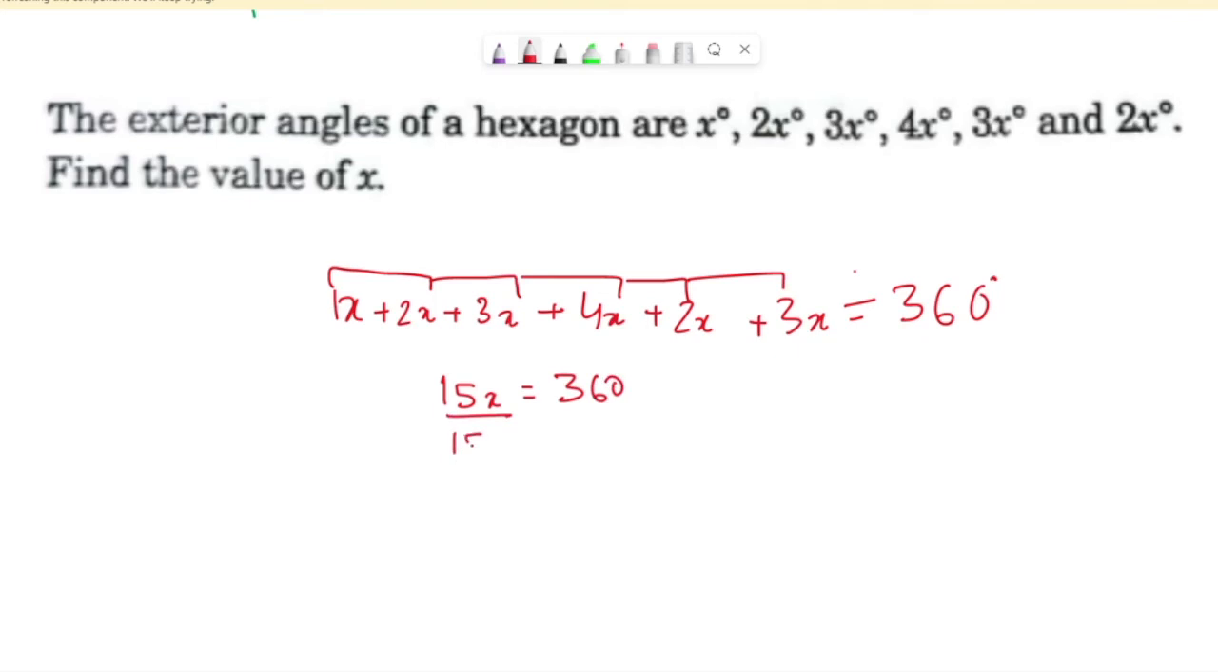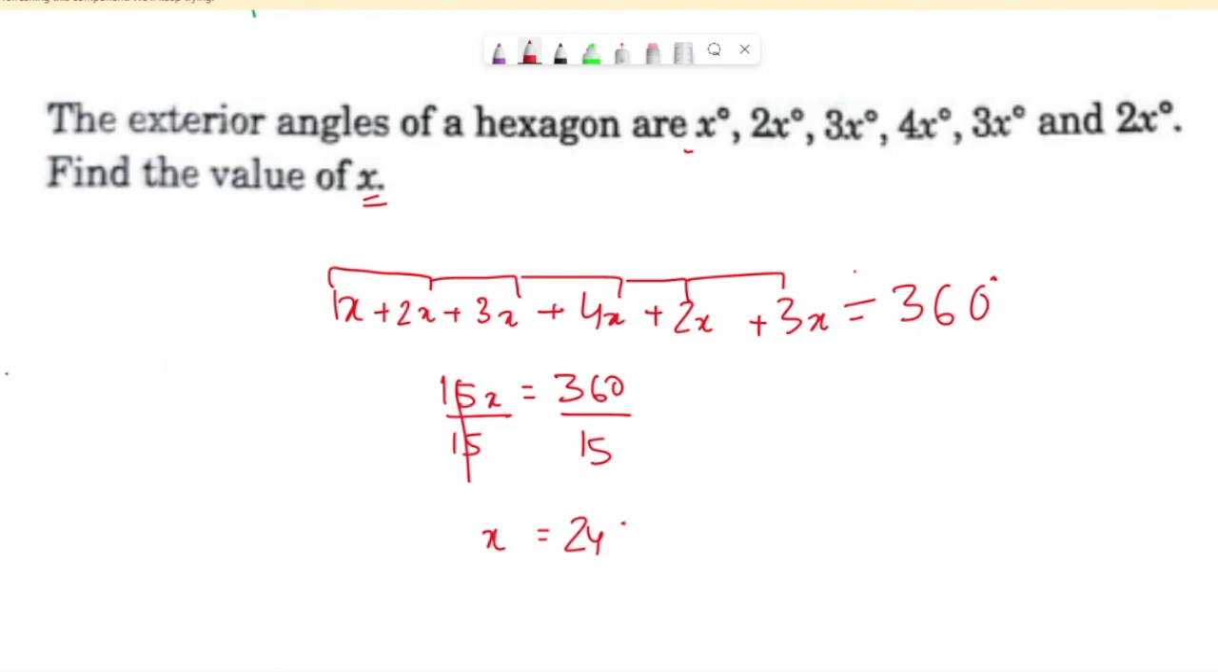Divide both sides by 15 to isolate our x. 15 cancels 15. X is 360 divided by 15, which is 24. So the value of x is 24. So this one is 24 degrees. This one is 24 times 2, 48, times 3, times 4, times 3, and times 2. This is how we find the value of x in exterior angles.